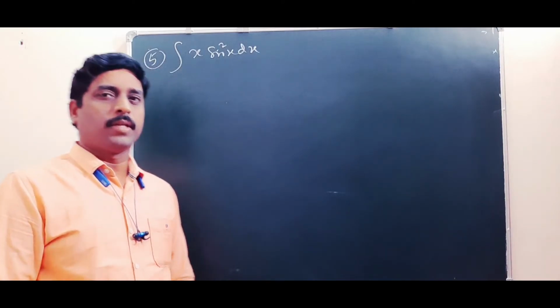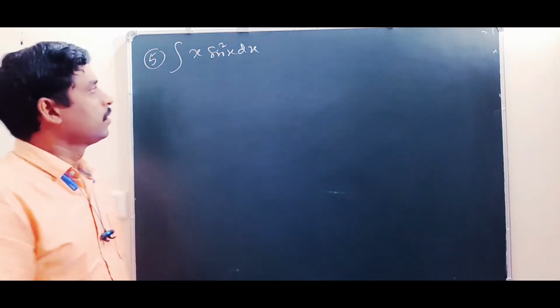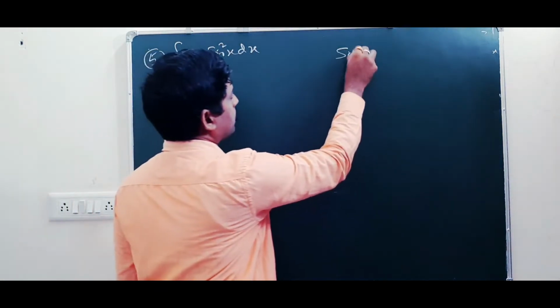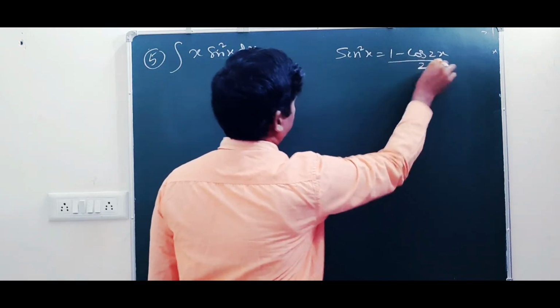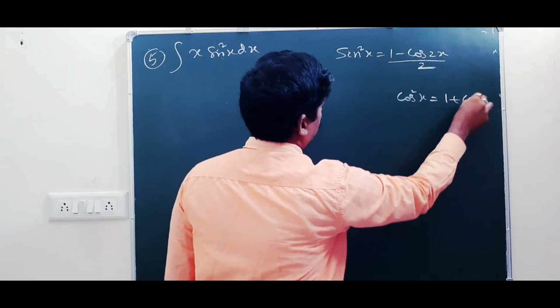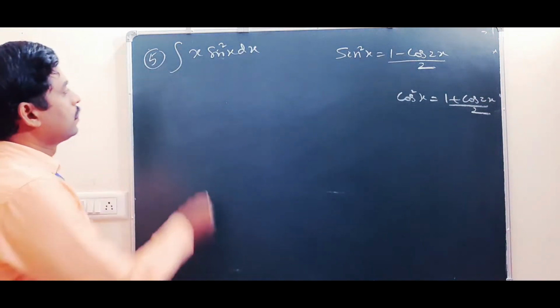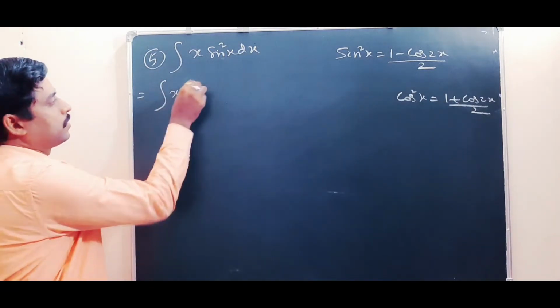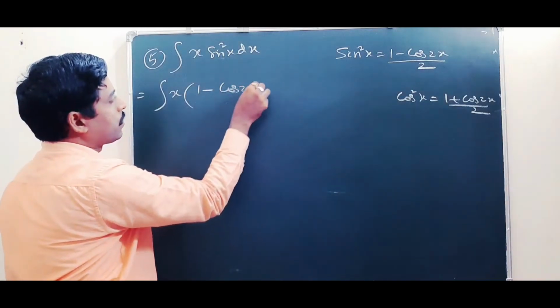Okay, look at the next question. Integral x sin²x dx. Okay, we have the sin²x formula: (1 − cos 2x)/2. If cos²x is there, we should apply this formula: (1 + cos 2x)/2. Okay, integral x into sin²x, we should write (1 − cos 2x)/2.